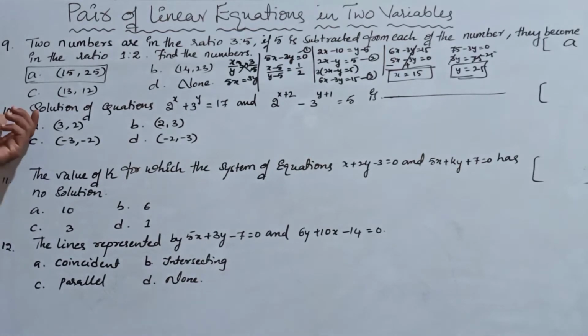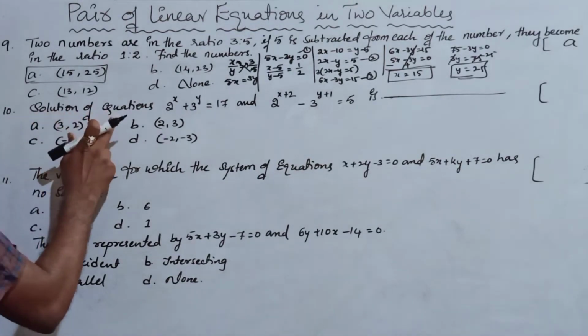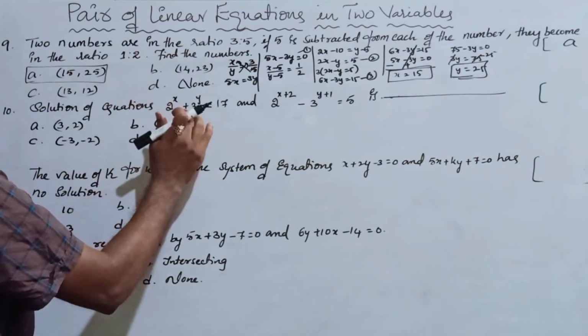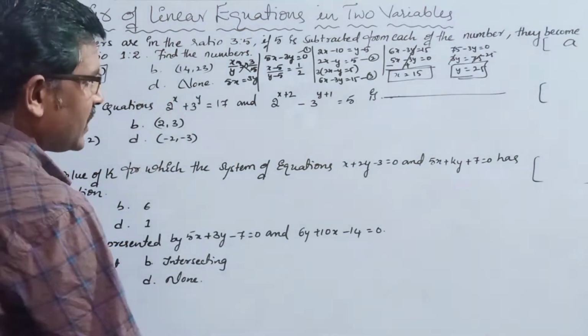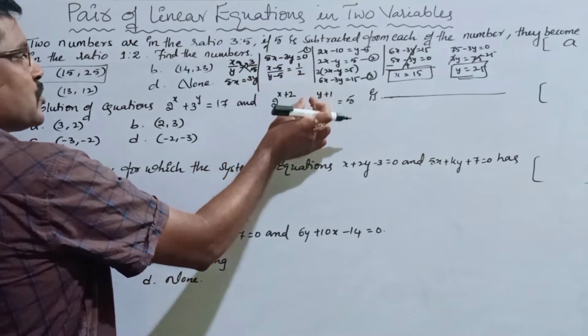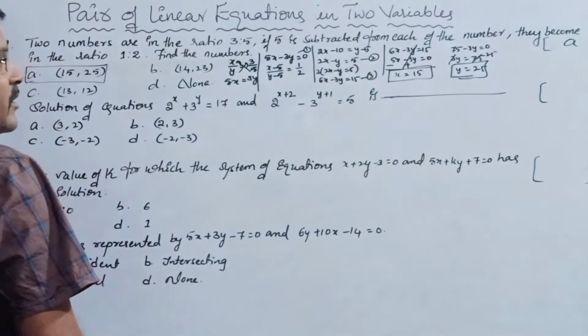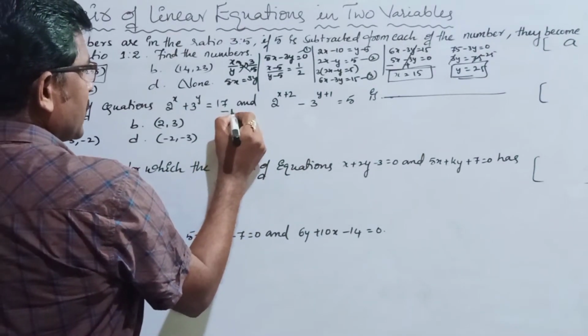So now coming to the next question. Solution of the equation 2 to the power of x plus 3 to the power of y is equal to 17, 2 to the power of x plus 2 minus 3 to the power of y plus 1 is equal to 5. So this is equation 1.